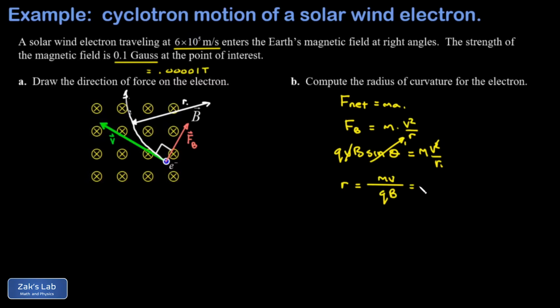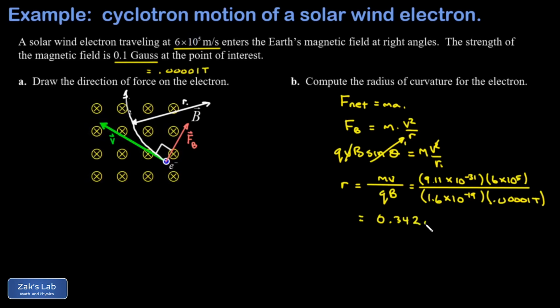Now all we have to do is plug in our mass for the electron. The mass of an electron is 9.11 times 10^-31 kilograms. The speed of the electron, we were told, is 6 times 10^5 meters per second. The charge on the electron, I'm just working in magnitude here, is 1.6 times 10^-19 coulombs. And the strength of the magnetic field was 0.00001 Tesla. When I plug in the numbers, I get 0.342 meters, just keeping 3 sig figs, which might be nicer to state as 34.2 centimeters.